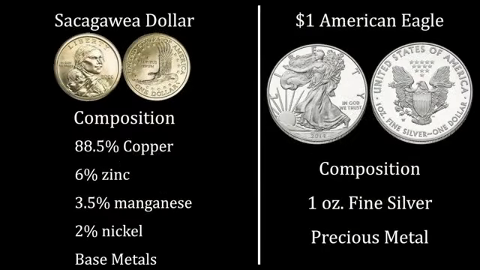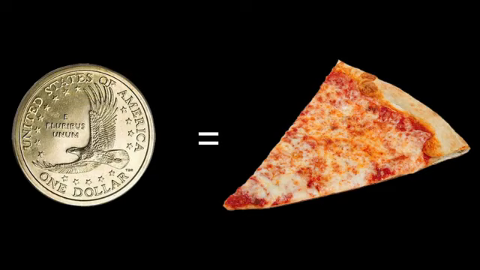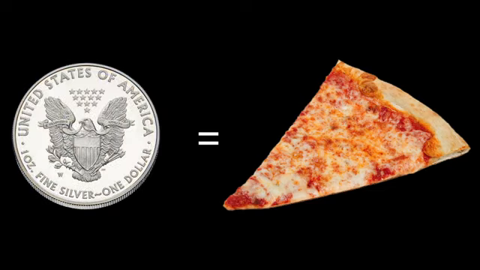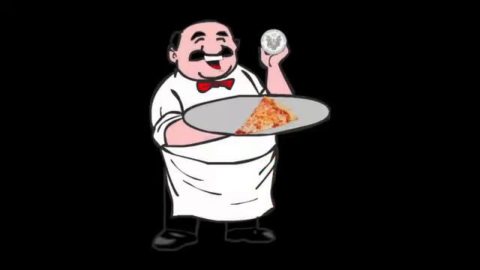Let's compare the two dollars. The Sacagawea dollar is composed of base metals. The American Eagle silver dollar, on the other hand, contains about 1 ounce of fine silver. Silver is considered a precious metal. Now consider this. If pizza costs $1, we could buy one piece of pizza with one Sacagawea dollar. If we brought the $1 American Silver Eagle to the pizza place, we could also buy one slice of pizza. The pizza man would probably be more than happy to comply.